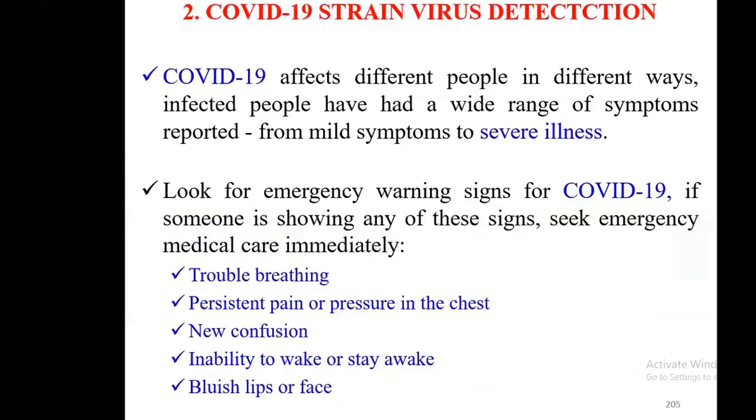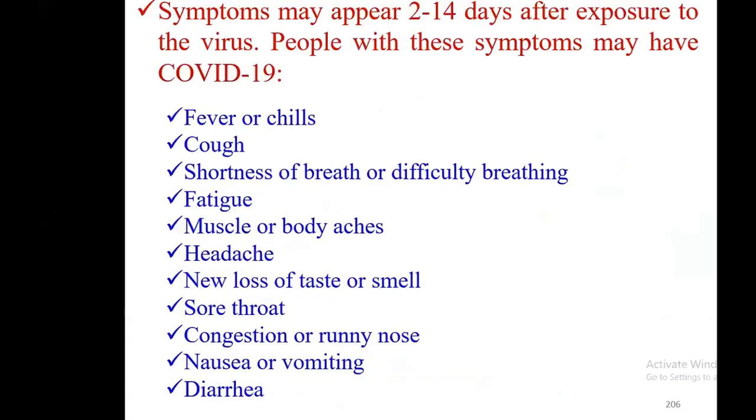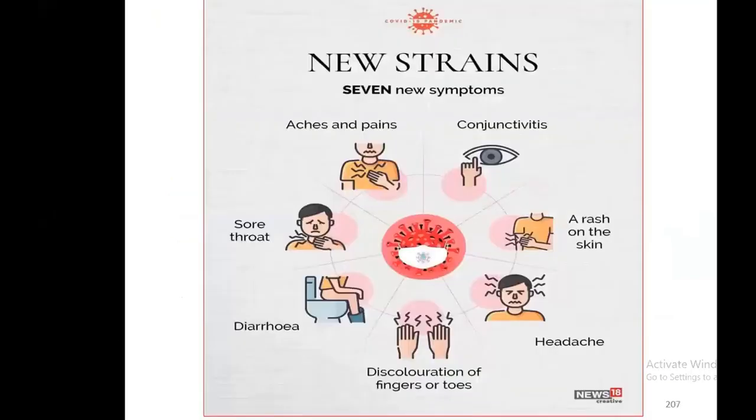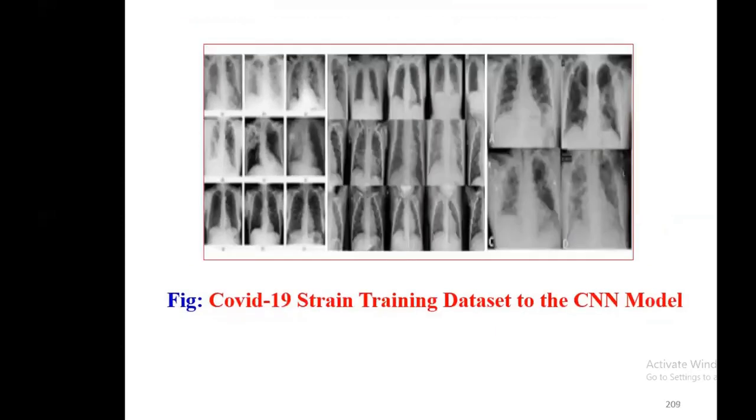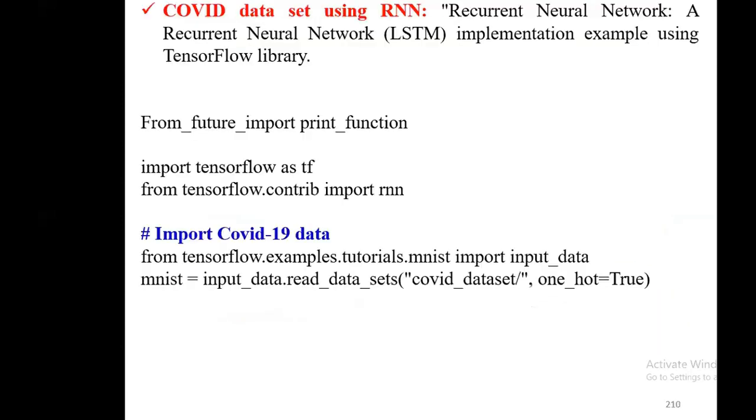This is COVID-19 strain. So this is one more database application I have executed, same as COVID-19, but a few symptoms differ, like sore throat and conjunctivitis, a rash on the skin, and diarrhea, discoloration of fingers or toes, headache, etc. And this is the strain input data set to the CNN model. This is the training. This is the RNN code.